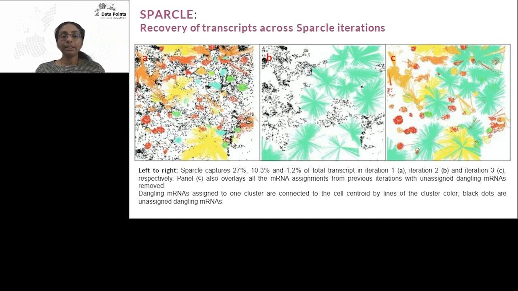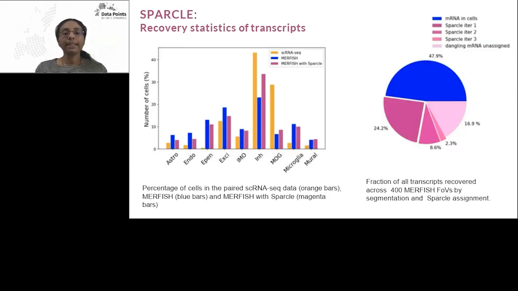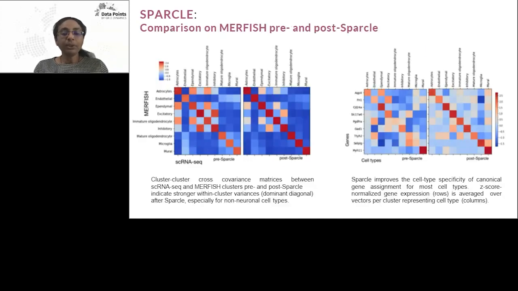These are recovery statistics of the transcripts when we compare with single-cell RNA-seq, MERFISH, and MERFISH with SPARKLE. And here's a pie chart which says all the areas in dark pink is what is being recovered from SPARKLE. And this is now showing how good the post-SPARKLE data would be, and how much information we've recovered. And this again shows it with respect to canonical genes for each cell type.